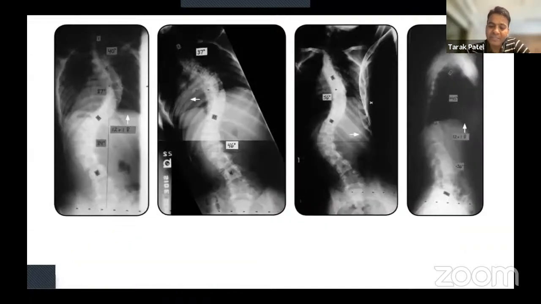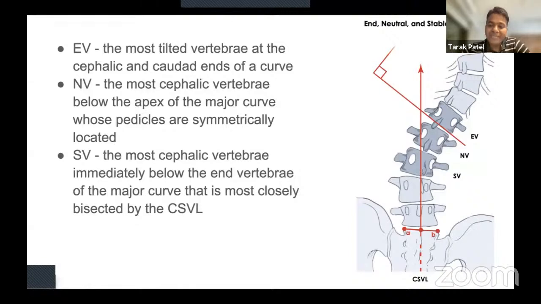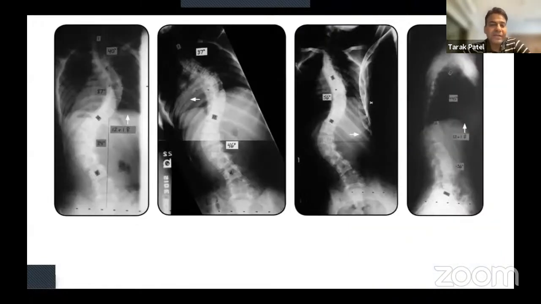And similarly, we have seen this third example, which is type 4. Again, C modifier, and for the sagittal, we can see that the kyphosis is 45 degrees, so it is plus. So this is considered as a type 4C plus. So basically, this is how we classify AIS according to Lenke's classification in 3 different steps.